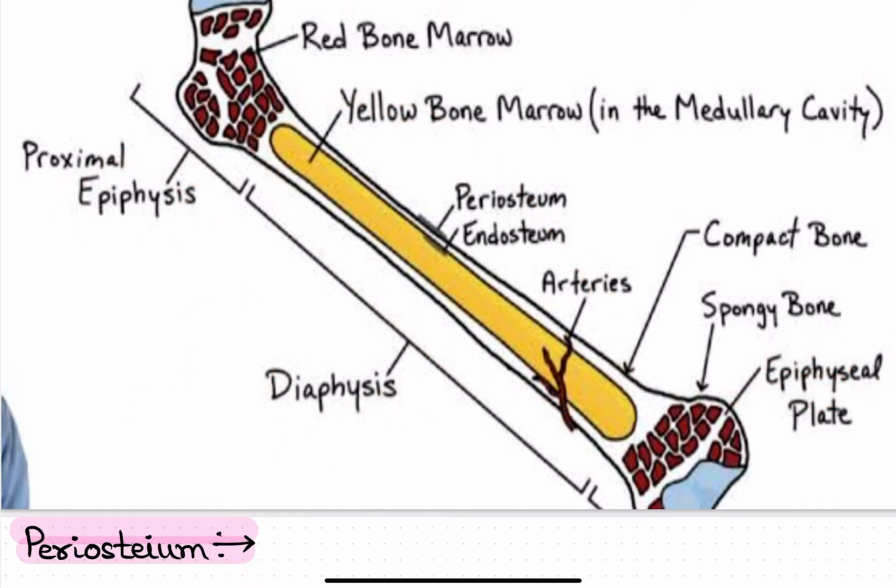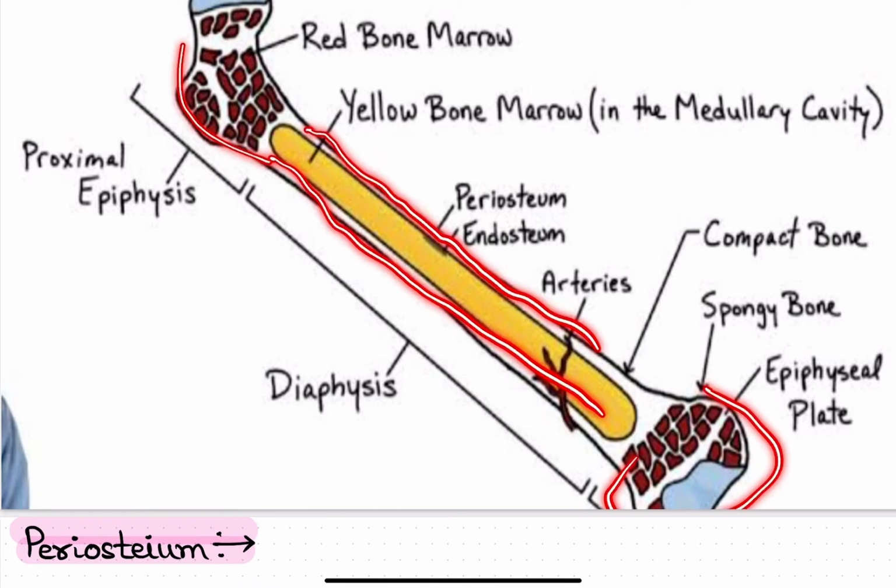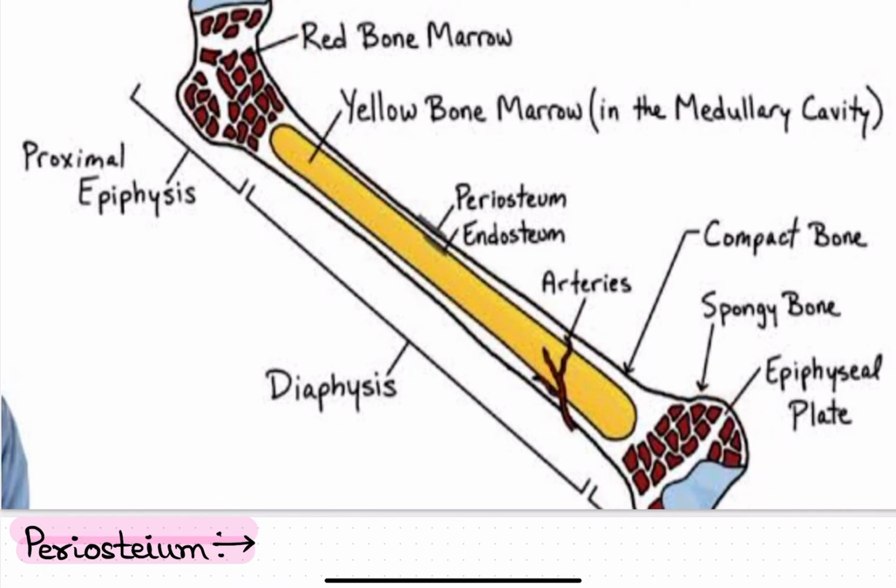Now in this particular region of compact bone, there is another layer present which is known as periosteum. What is the name of the layer which is present in the non-articular region? This is non-articular region and this is articular region. Articular region is that region through which one bone joins with another bone, and this is non-articular region within which only muscles are attached. So the layer periosteum is present only in the non-articular region, and inside this cavity is known as medullary cavity.